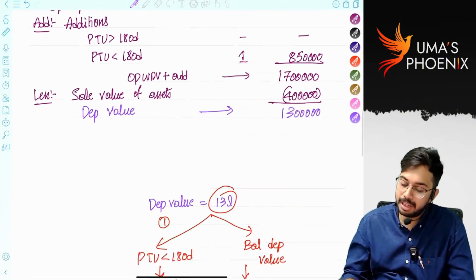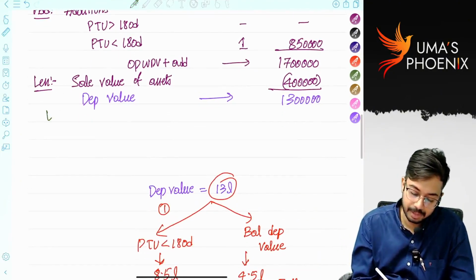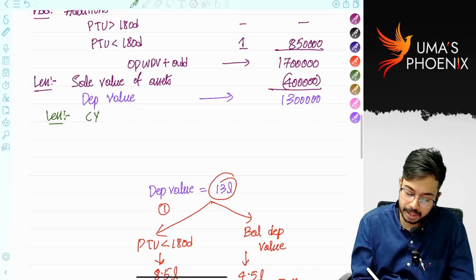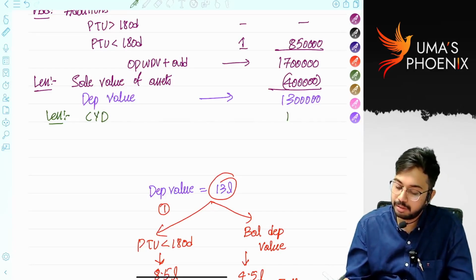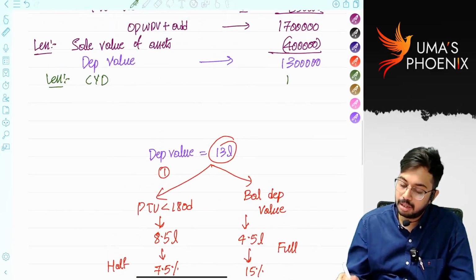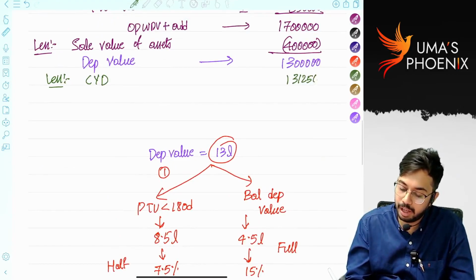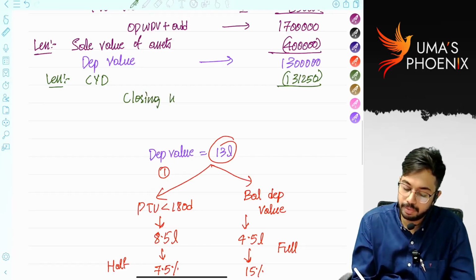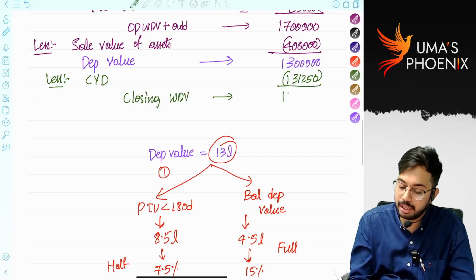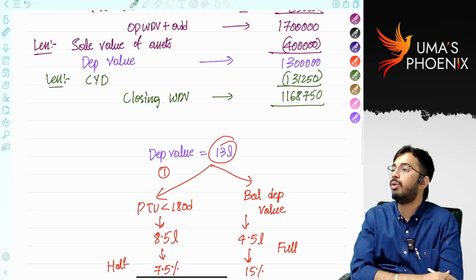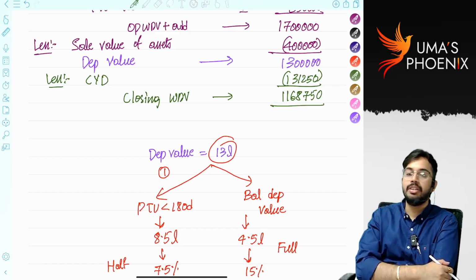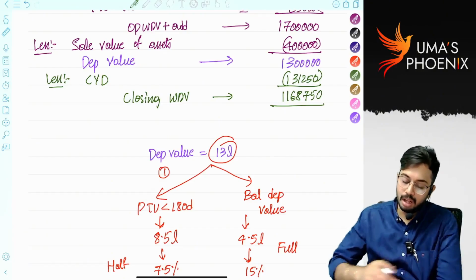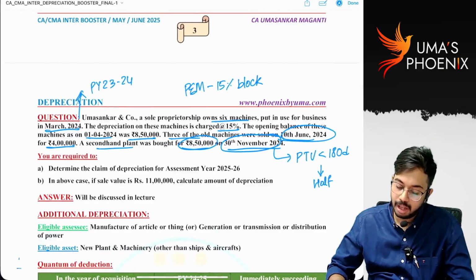So how much is depreciation? Less current year depreciation. 1,31,250. So how much is closing written down value? 11,68,750. So by this time, I believe you understood how to calculate depreciation. Shall we go ahead? Everybody, are you able to follow me? Are you clear?